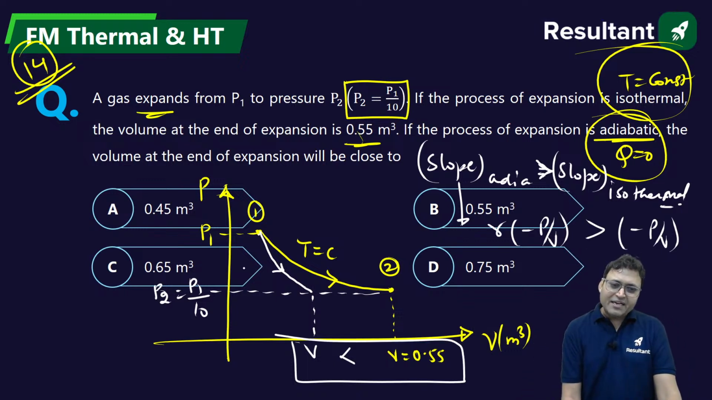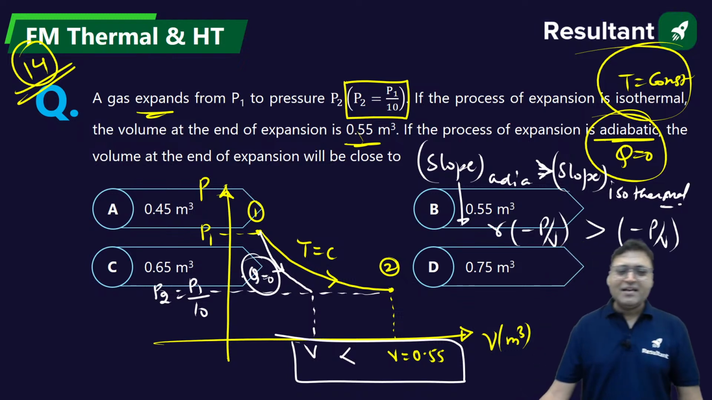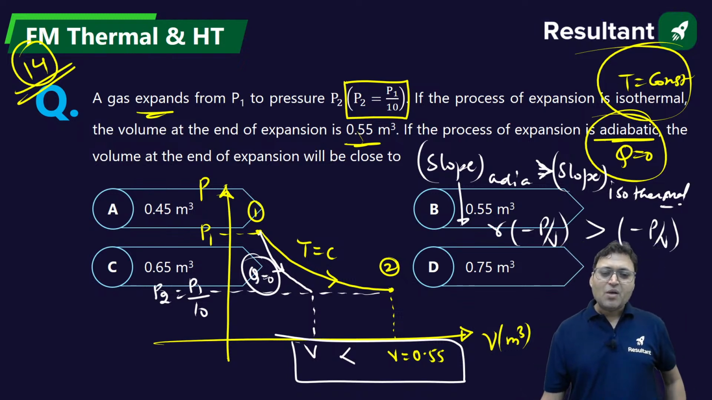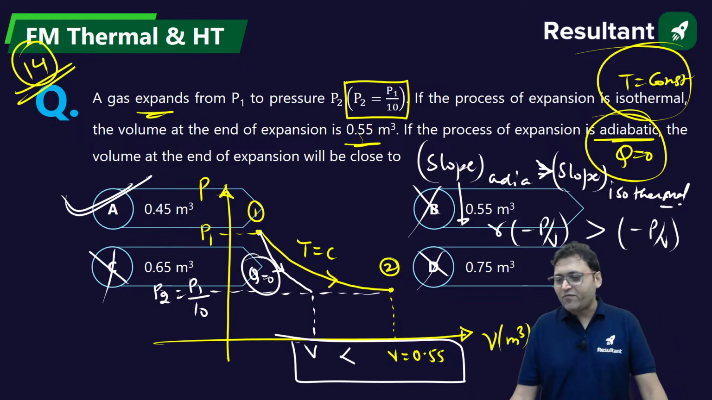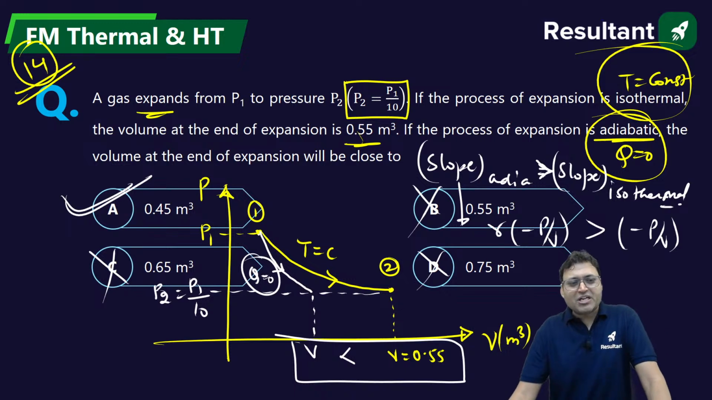For adiabatic, it is a Q equal to 0 process. For the adiabatic process, volume will be less than 0.55. It cannot be equal to 0.55. It cannot be more than 0.55. The only probable option is 0.45. Yes. Question number 14, A will be the correct answer.